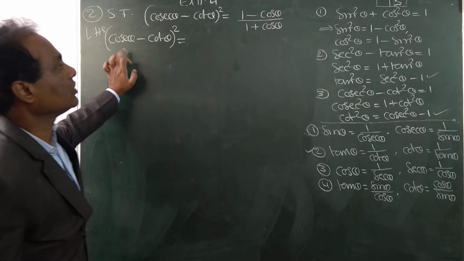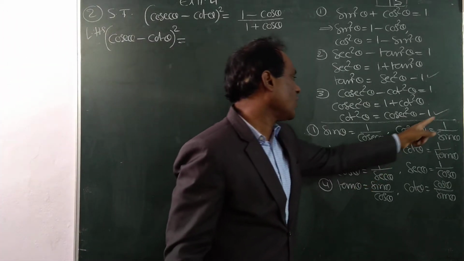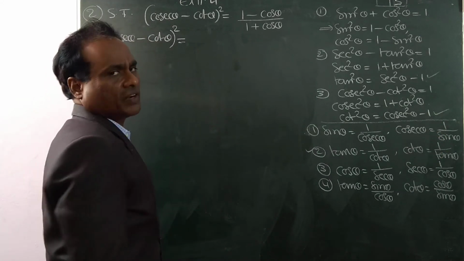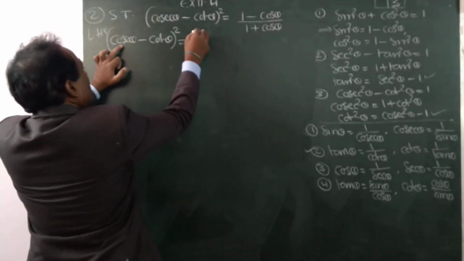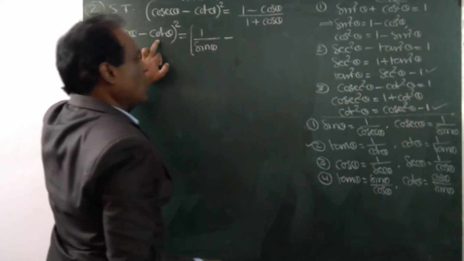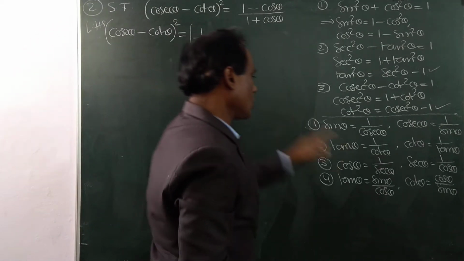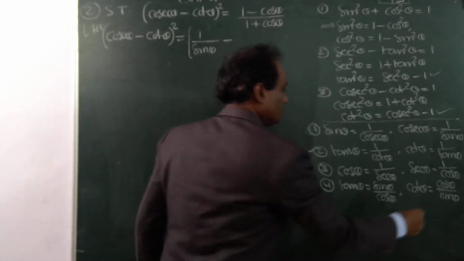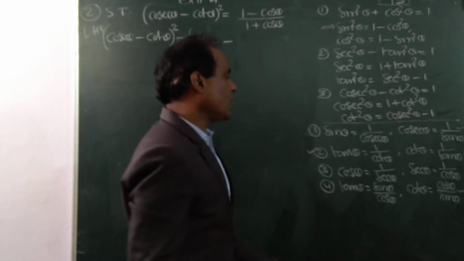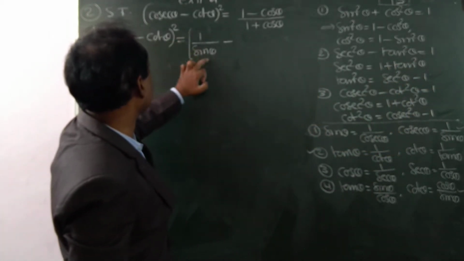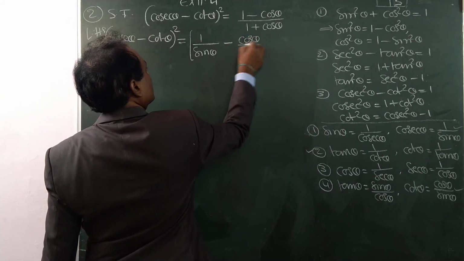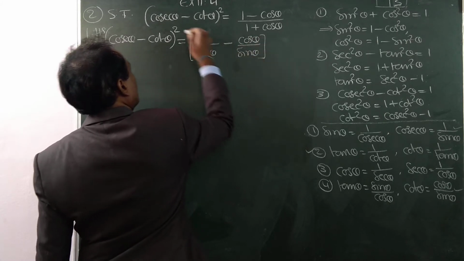What is cosecant? Cosecant is equal to 1 by sine. There is no direct cos, but we can use sine and afterwards convert it into cos. Cosecant is equal to 1 by sine, and cot is equal to cos by sine. These two formulas, with the square only.